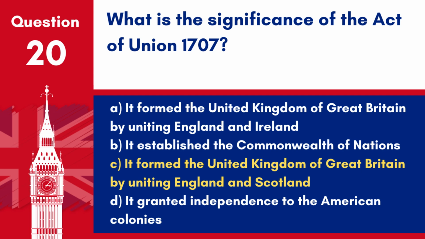Answer. C. It formed the United Kingdom of Great Britain by uniting England and Scotland. The Act of Union 1707 was significant as it united the parliaments and crowns of England and Scotland, forming the United Kingdom of Great Britain, and laid the foundation for a unified British Parliament at Westminster.